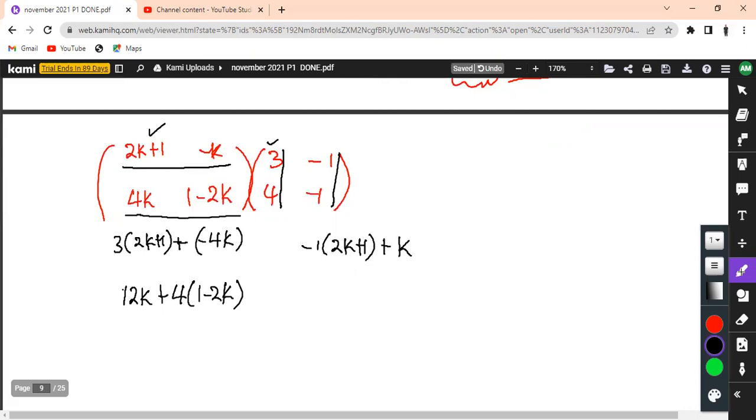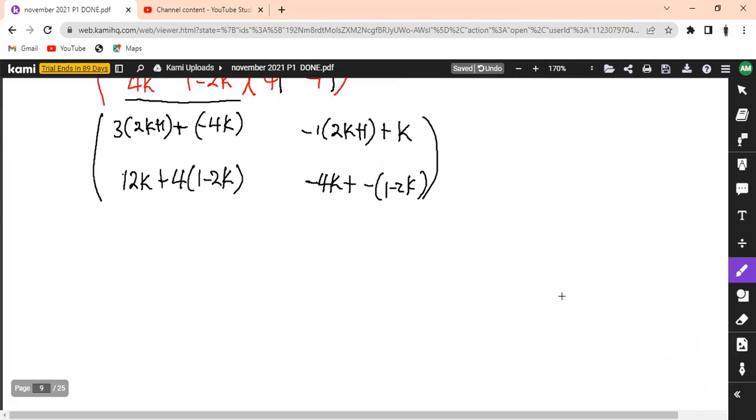We move on to this column. So it's minus 1 times 4, which is minus 4k. Minus 1 is going to multiply this bracket. So take note, it's a plus, and there is going to be a minus 1 multiplying 1 minus 2k. So this one is just a minus, just like ordinary values. So we can simplify further this part. So if we are to simplify further, we are going to obtain 3 by 2 here, which is 6k. 3 times 1 here, which is 3. Plus and minus is going to be minus 4k. So we're going to have minus 4k here.